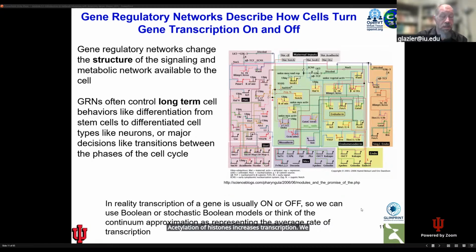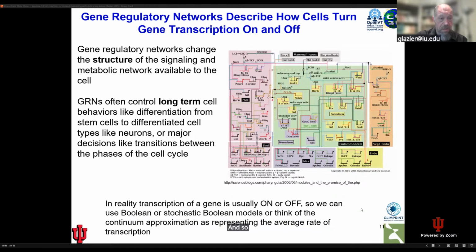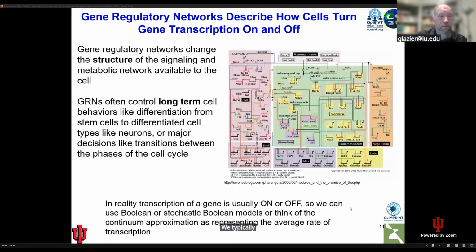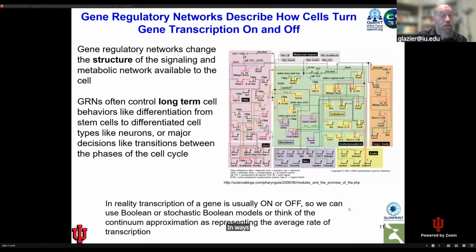We know almost nothing about how acetylation and methylation happen. And so there's a huge amount of scientific uncertainty actually about how genes turn on and off. We typically model turning on and off of genes by transcription factors. That's part of what happens, but the main things are happening in ways that we don't understand scientifically yet.